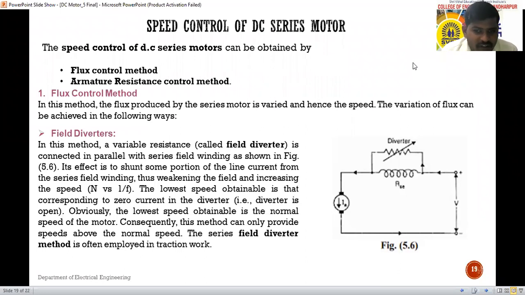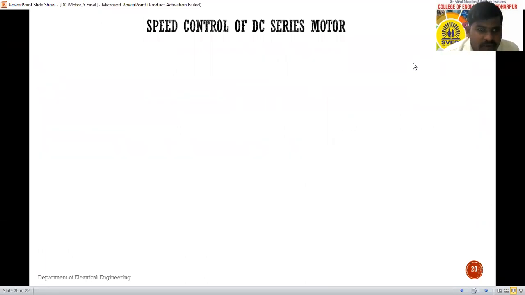That means the current flowing through the field circuit will be reduced, and if the field current is reduced, the flux will be reduced. According to the equation, N is directly proportional to Eb divided by phi. According to this equation, we are changing the speed of the motor. If the flux reduces, the speed of the motor increases. This technique we have already discussed in the previous lecture.